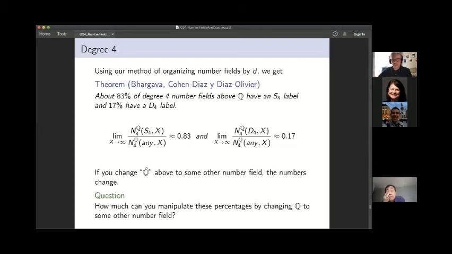And of course, we can change this Q here. Remember, this is the thing that we're thinking about our number fields living over. We can change that to be any field we want. So we could change it to be Q adjoining the square root of 2, for example.